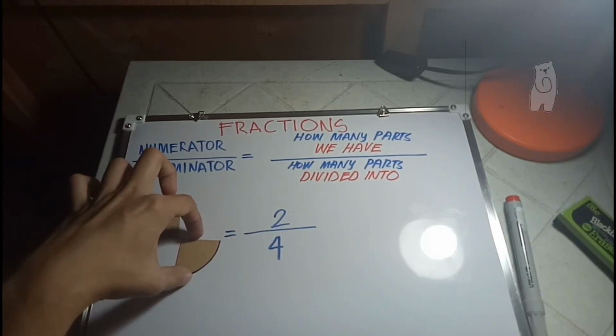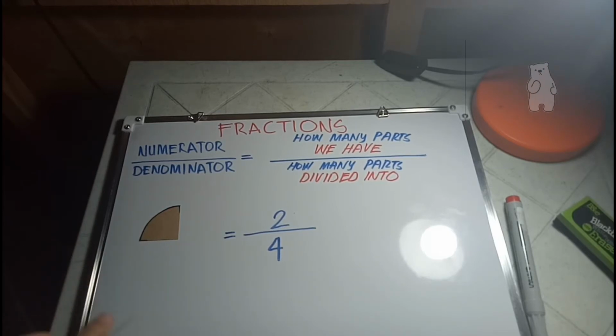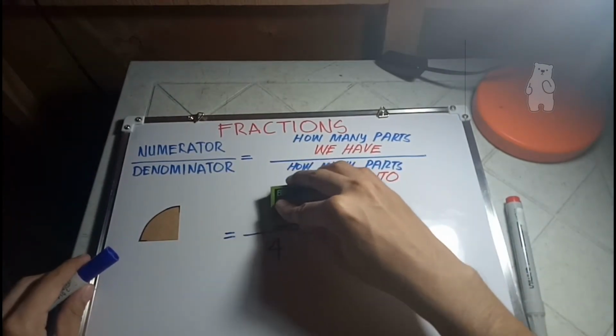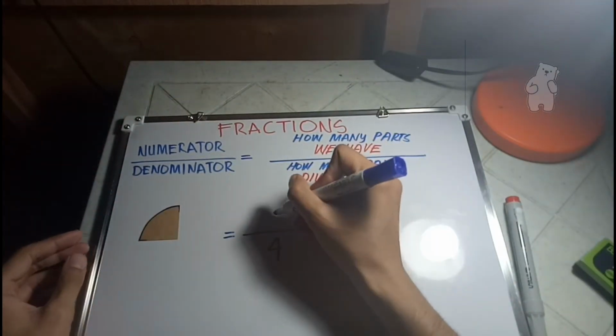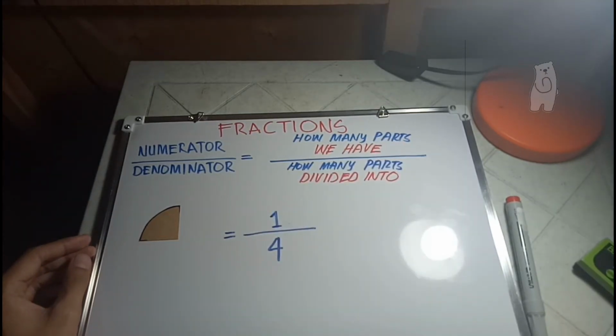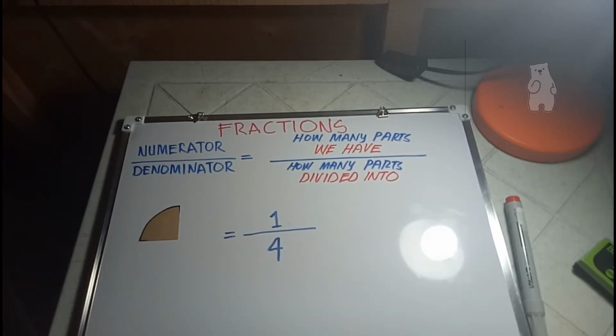For example, kinuha ko na yung tatlong pizza. So yung remaining na lang ay isa. So this can now be called 1/4 of the whole pizza. So that's the basic principles of fractions.